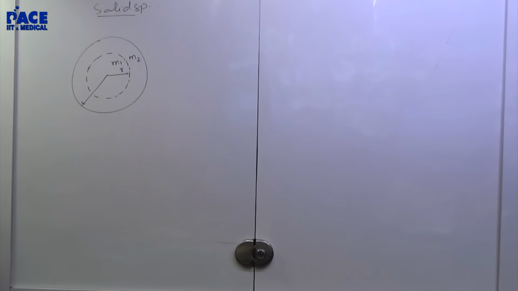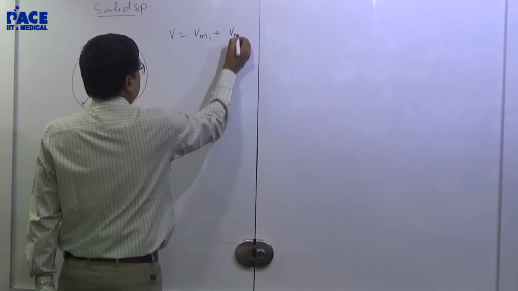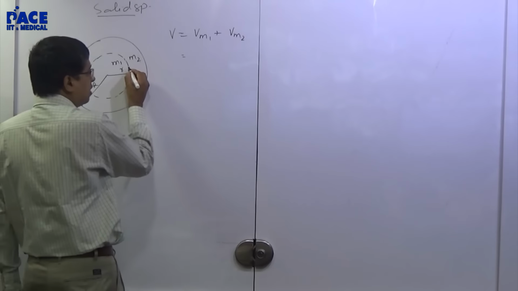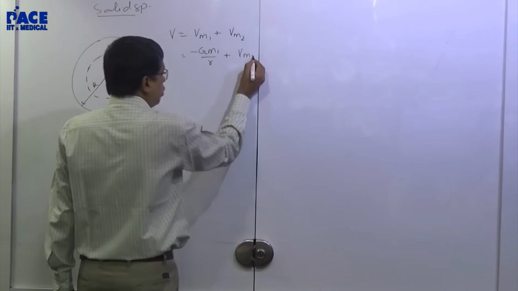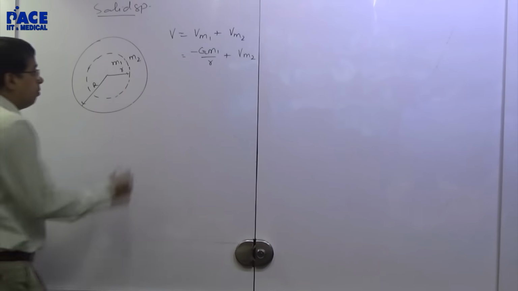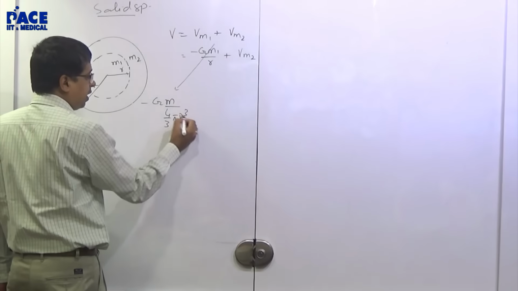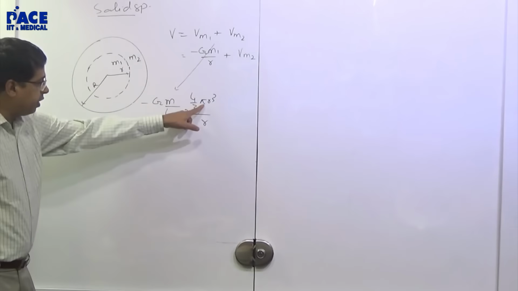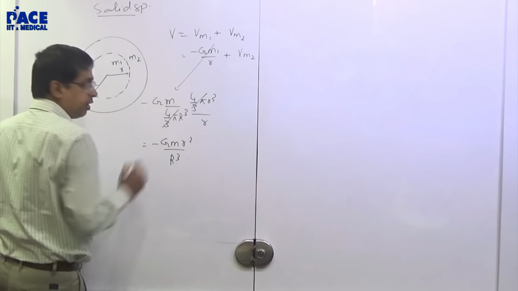m1 and m2. I want the potential at a distance of small r as the potential due to m1 plus the potential due to m2. Potential due to m1 on the surface of m1 is minus G m1 by small r. Now the potential due to m2, this I will simplify first. Minus G, mass per unit volume 4 by 3 pi R cube into 4 by 3 pi small r cube by r. Mass per unit volume into volume. This will go minus G m r square by R cube.